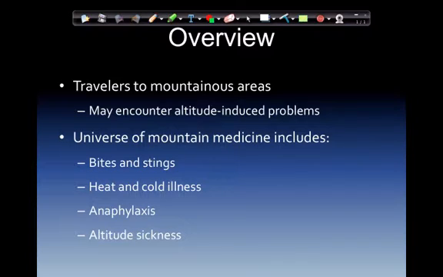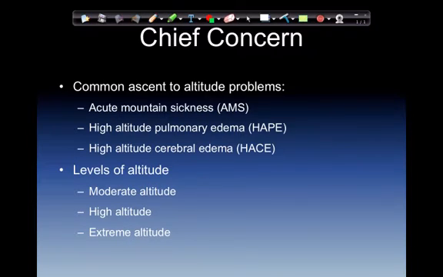So, travelers to mountain areas may encounter altitude-induced problems. The universe of mountain medicine includes bites and stings, heat and cold illness, anaphylaxis, and altitude sickness. Chief concern: common ascent to altitude problems. We get acute mountain sickness, high altitude pulmonary edema, or HAPE, and high altitude cerebral edema, or HACE. Levels of altitude: low altitude below 8,000 feet, moderate altitude 8,000 to 12,000 feet, high altitude 12,000 feet to 18,000 feet, and extreme altitude above 18,000 feet.